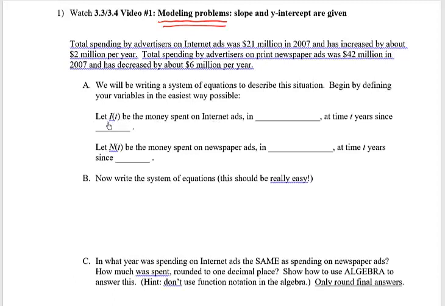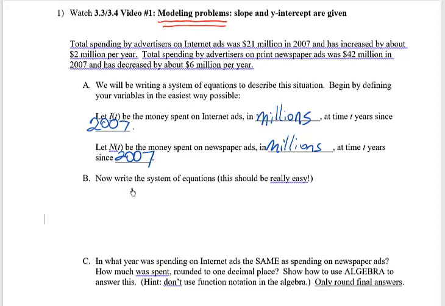So we'll use I of t for the internet spending. I of t is the money spent on internet ads. We want to say in millions, because we don't want to have all those extra zeros. And we also need to pick a starting year. T years since, well, we want to make our lives as easy as possible, so I should just pick the year that they mentioned, namely 2007. Similarly, for the N of t situation, N will be the newspaper money, once again in millions, and we'll pick that same starting year, 2007.